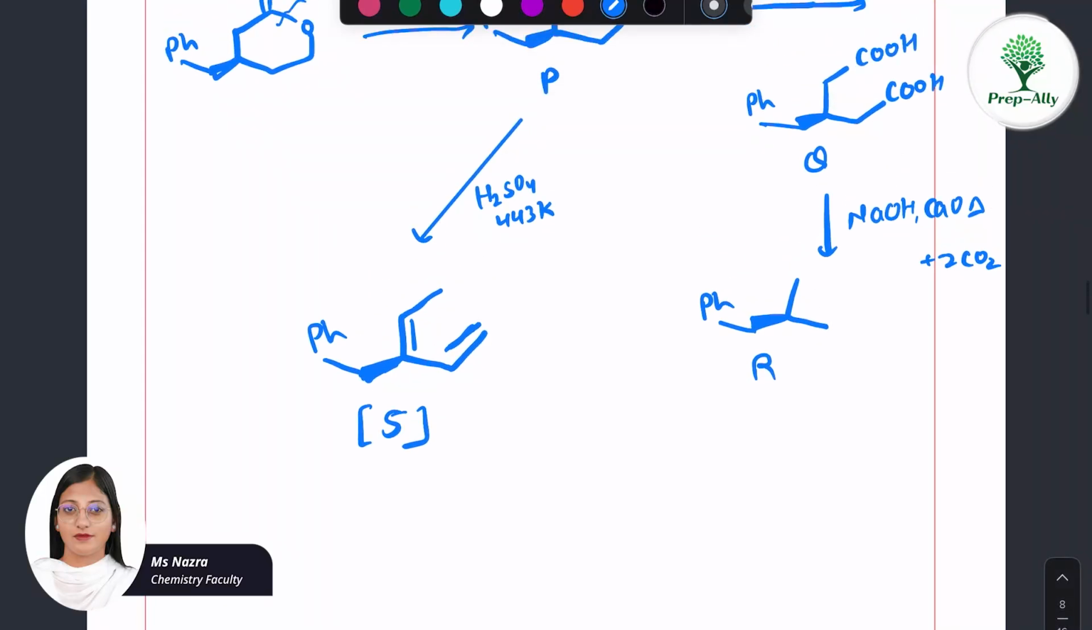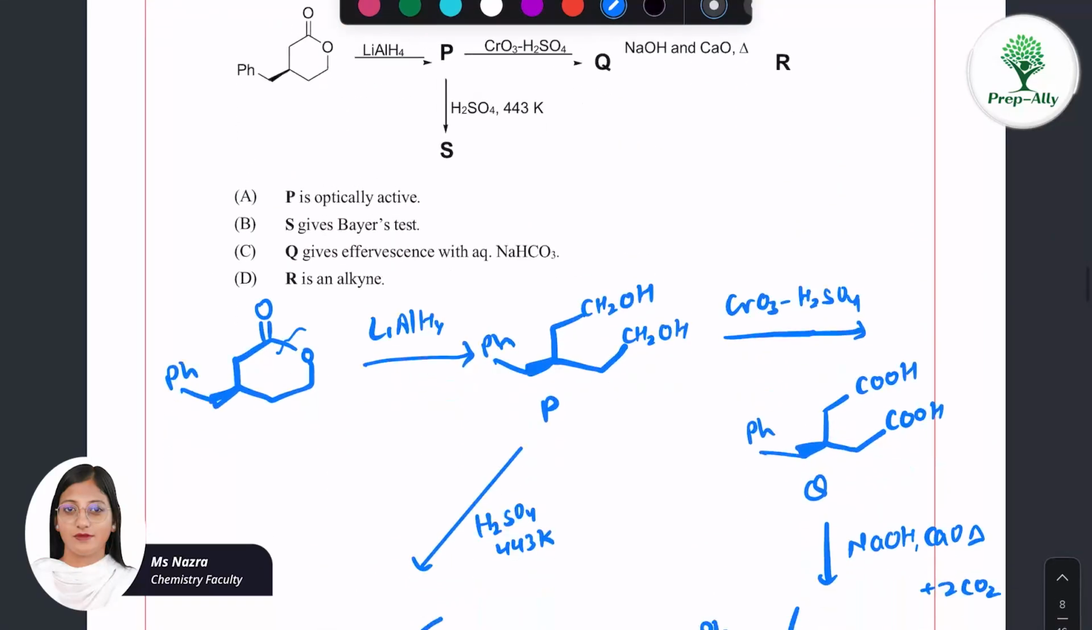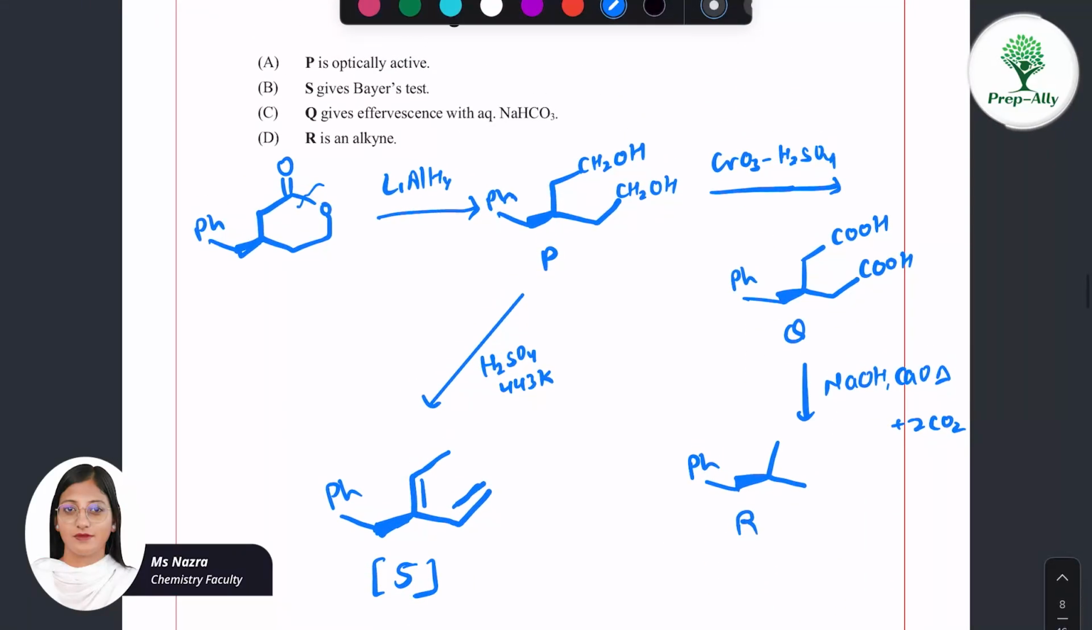Now all the compounds we have identified: P, Q, R and S. Now let's see what the options given are. First option is P is optically active. Is P optically active? No, because see here, this group is the same and this other group is also the same. Let's say this one carbon center is there; whether it is chiral or not, let's check it. Over this carbon we have two same groups. It means this is going to be achiral. I can pass a plane of symmetry across this plane. So this compound is optically inactive. So option 1 is incorrect.